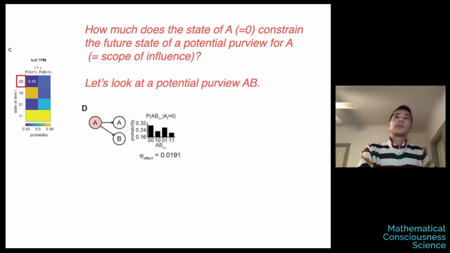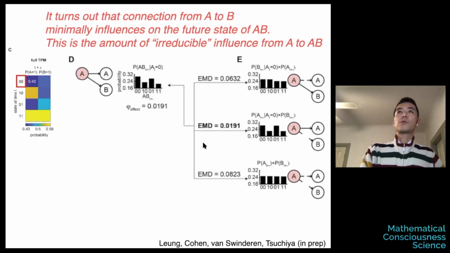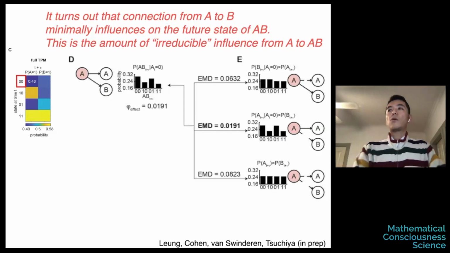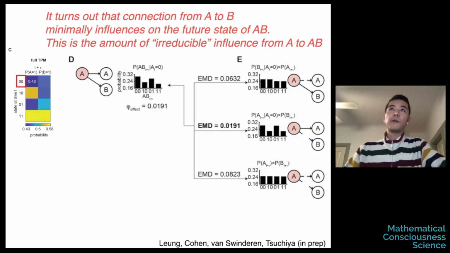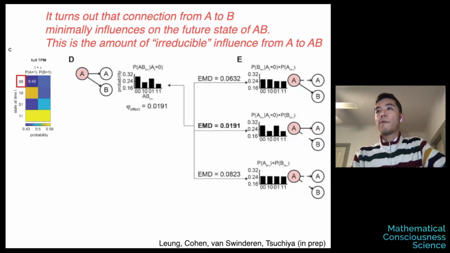And then the next thing the IIT proposes to do is to look at all the potential effects of the disconnection of each of the purviews. So here, to quantify the irreducibility of mechanism A's influence on the purview AB, we can cut the influence from A to A, or A to B, or A to A and A to B. That's the only possibility to remove the influence of mechanism A onto AB into the future. And then recompute this probability distribution.